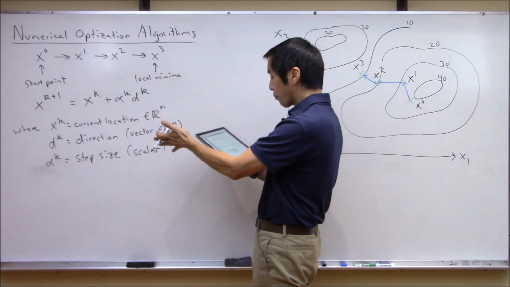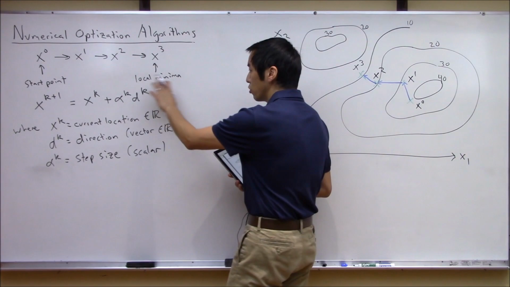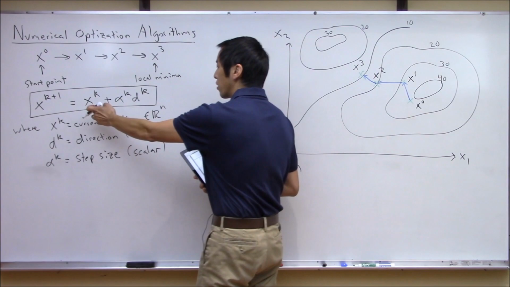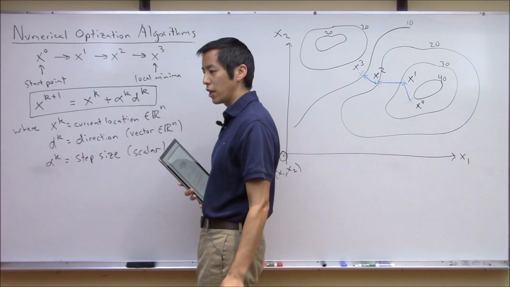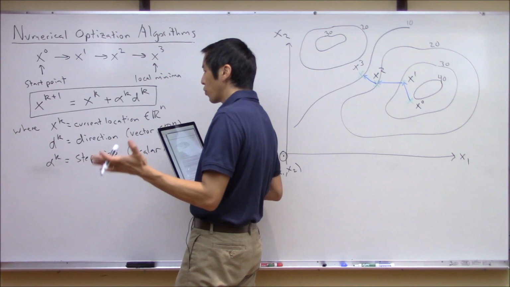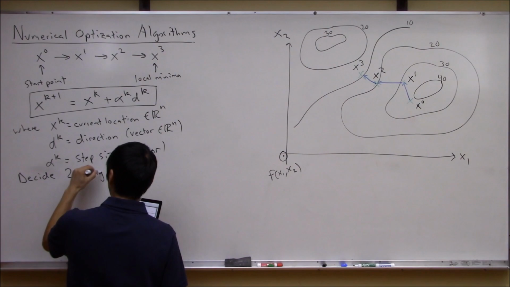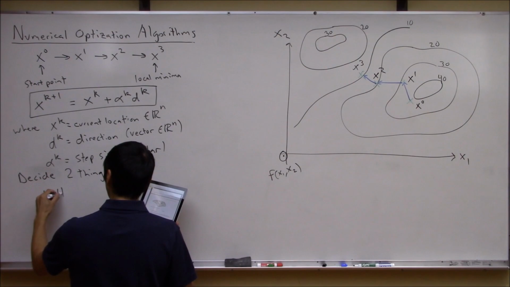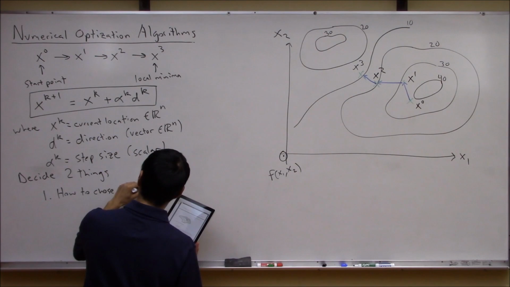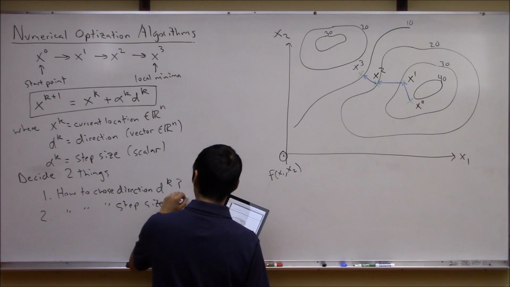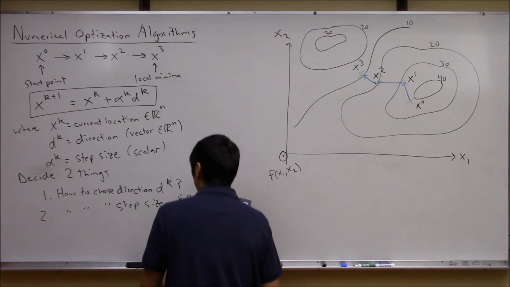Now, that's pretty simple. It's a very simple iteration scheme. You can think about this as basically like a for loop or a while loop, where you keep starting where you are, picking a direction, picking a distance, and that gets you a new location in your decision vector space. You stare at this long enough and you see there's really only two decisions to be made at each step. The first is how do you choose a direction dk? And the second is how do you choose a step size alpha k? Those are the only two user-tunable portions of that algorithm, right?